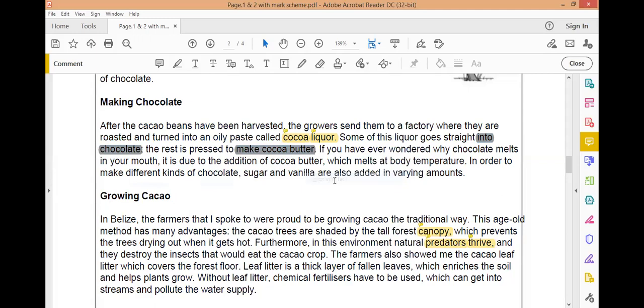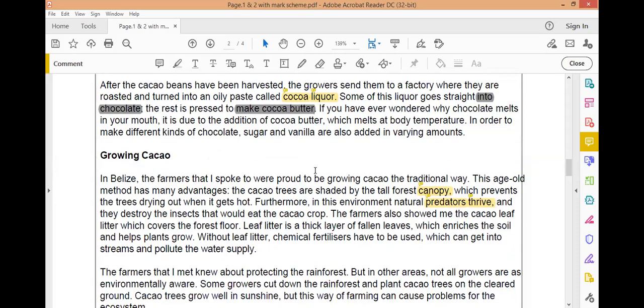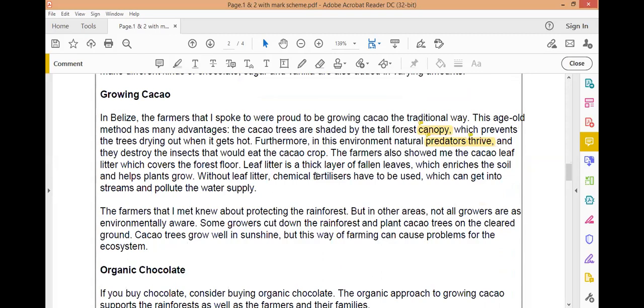But we have more. He said, if you have ever wondered why chocolate melts in your mouth, this one is for the next question, not for this one. So we have two points for question D: into chocolate, and to make cacao butter. Thanks so much.